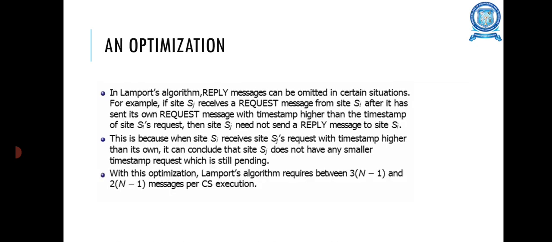An optimization in Lamport's algorithm is that reply messages can be omitted in certain situations. For example, if site Sj receives a request from site Si after it has sent its own request with a timestamp higher than the timestamp of Si's request, then Sj need not send a reply message to Si. This is because when Si receives Sj's request with a timestamp higher than its own, it can conclude that Sj does not have any smaller timestamp request which is still pending. With this optimization, Lamport's algorithm requires between 3(n-1) and 2(n-1) messages per CS execution.